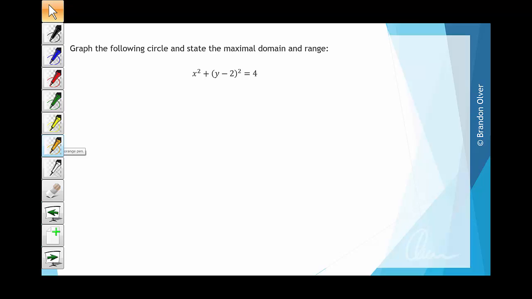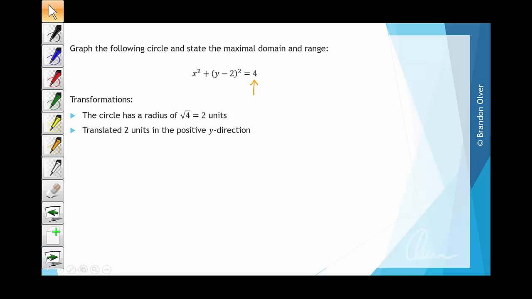In this video, we'll be graphing the circle x squared plus (y minus 2) squared equals 4. When a circle is in this form, we can immediately recognise the transformations that have occurred. The first thing we know is that the circle has a radius of 2 units, because we take the square root of this term here, and the square root of 4 is 2.